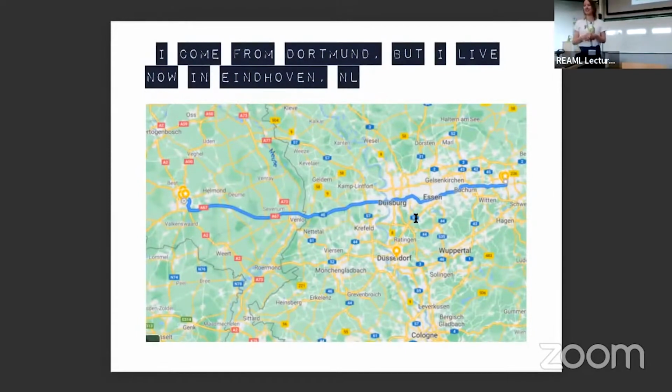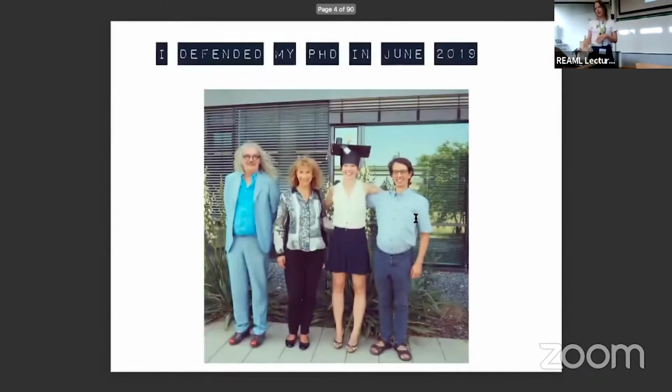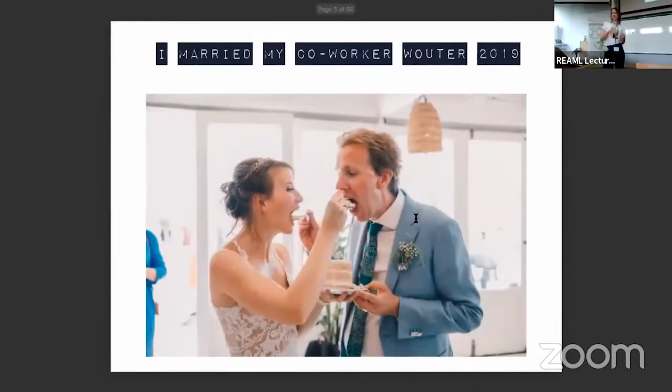Just to introduce myself, I come actually from Dortmund, but I live now in Eindhoven. It's just 150 kilometers to the west, so it's not so far away. I did my PhD here in this collaborative research center in the project C1, which was more biologically inspired and had to deal with high dimensionality in particular. I defended my PhD then in June 2019. So here you see my supervisor, Katharina, and also Arno Sivis and Erich Schubert.